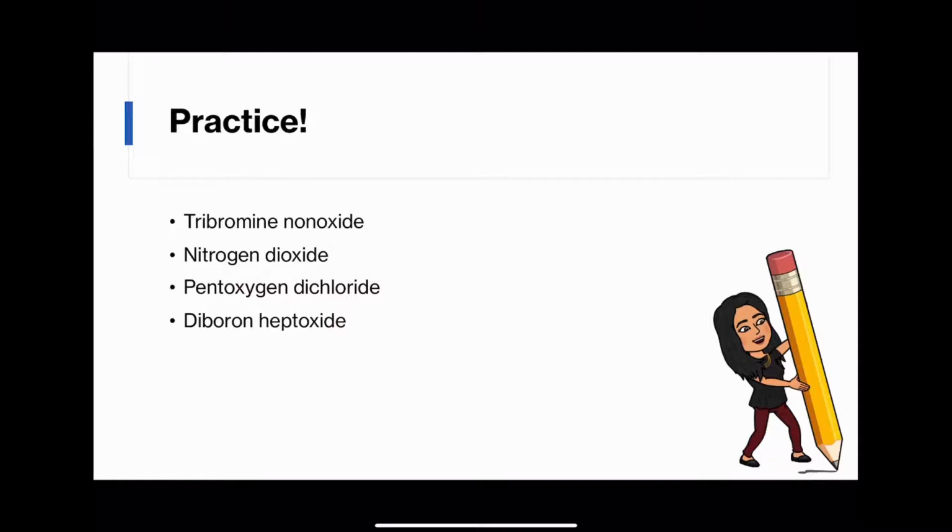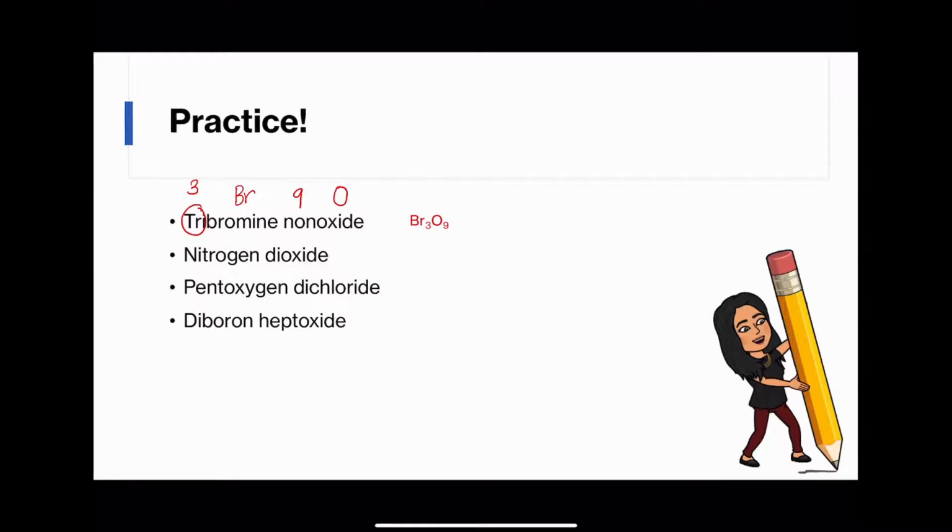First one is tribromine nonaoxide, right? So tri hopefully tells you that's 3. Bromine, you're talking about bromine, right? And then nona, hopefully you'll tell me is 9, and oxide, as we've talked about, is O. So once we put that all together, your answer should be Br3O9.